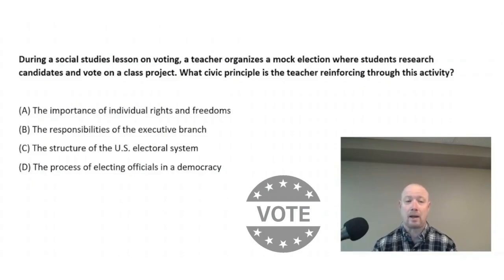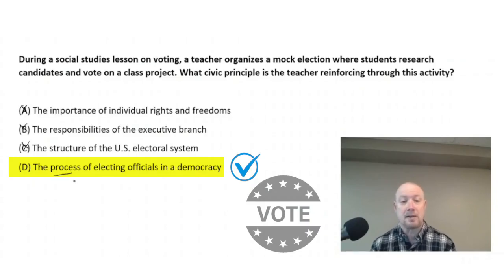Okay, so we're talking about a mock election here. So while choices A and B are important civic principles, they are not really related to a mock election. So I'm going to eliminate choices A and B. So we're between choice C and D. Well, the structure of the U.S. electoral system would be how electoral votes are divided up among each of the states. So I'm going to eliminate that choice. And really what we're looking at here is the process. Okay, so the process of electing officials in a democracy would be a civic principle that would be best reinforced with this activity. So the answer would be choice D.